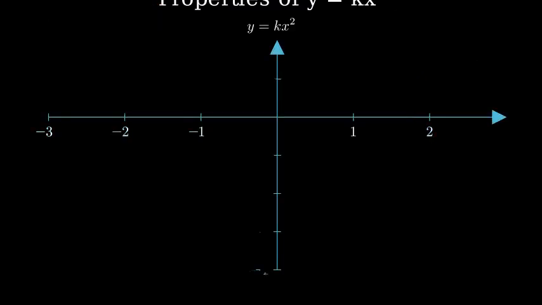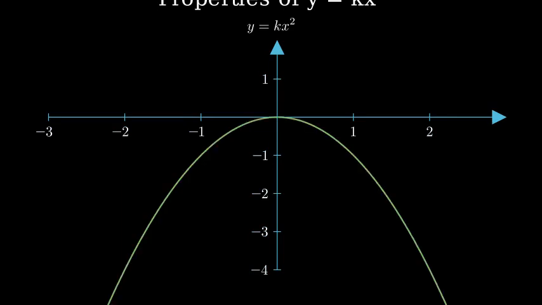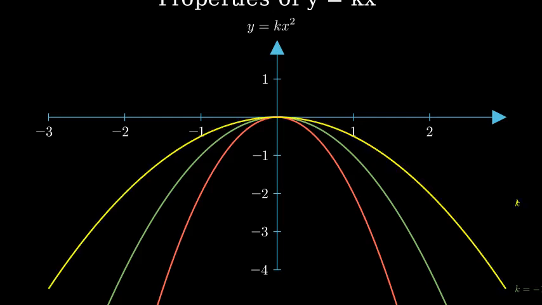When k is negative, the parabola opens downward instead of upward. Here's what happens when k equals -1. When k is less than -1, like k equals -2, the parabola becomes steeper and narrower, but still opens downward. And when k is between 0 and -1, say k equals -0.5, the parabola is wider and flatter, while still opening downward. Let's summarize the key properties of y equals kx squared.